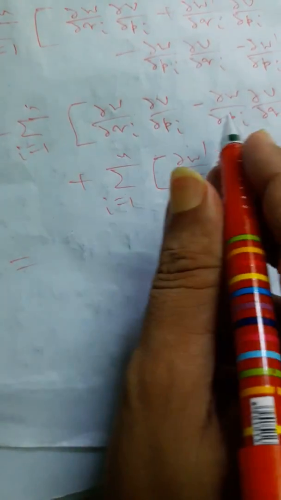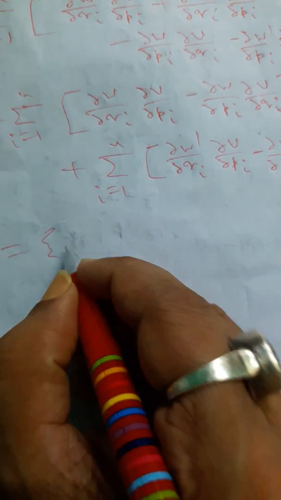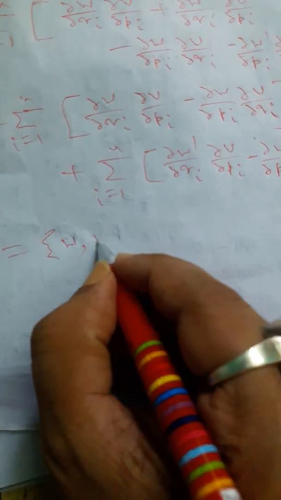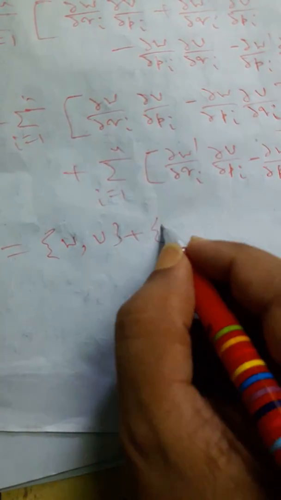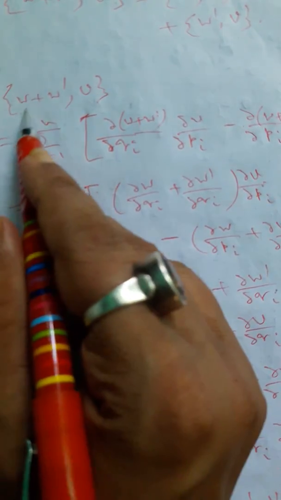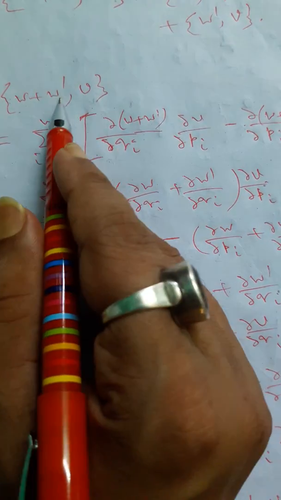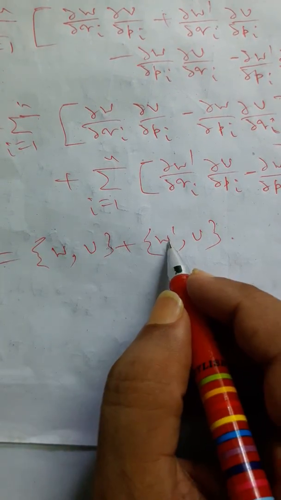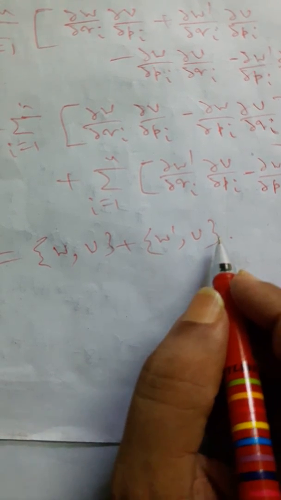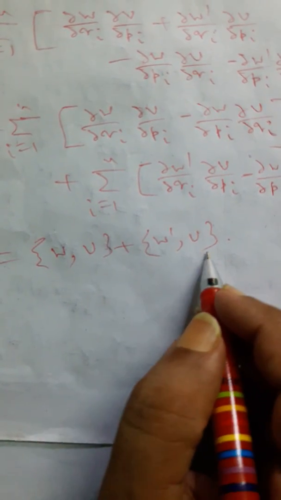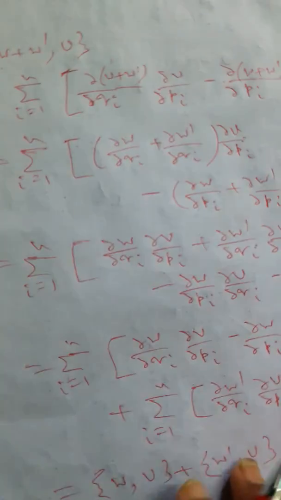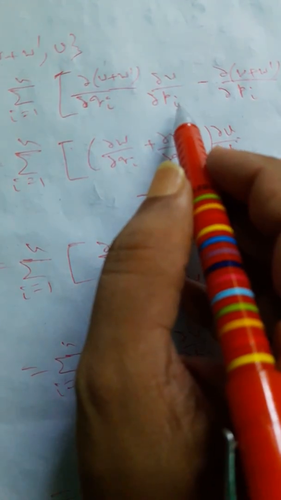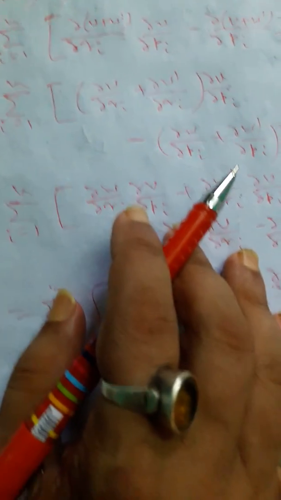Now we are in the shape of the Poisson bracket. By definition, it is the Poisson bracket of w v plus the Poisson bracket of w dash v. So we proved that the Poisson bracket of w plus w dash, v is equal to the bracket of w v plus the Poisson bracket of w dash v. In this way we proved the property of linearity, and all the detailed information on how this comes was already derived in my earlier videos, so I don't discuss it further.